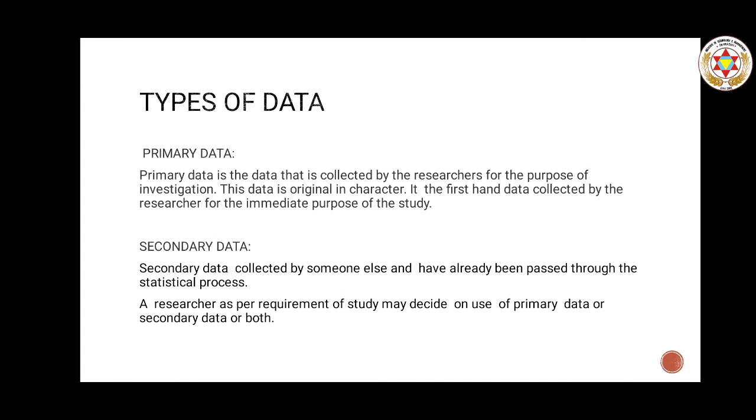The data can again be classified into two important types: primary data and secondary data. Primary data is the data that is collected by the investigator himself for the purpose of a specific inquiry or study. And such data is original in character.